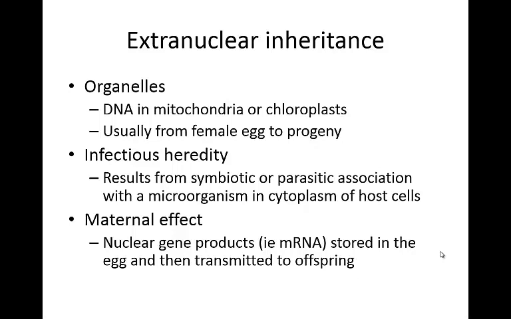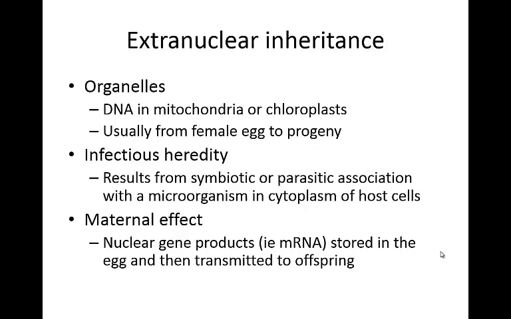Chapter 9 covers extranuclear inheritance, and what we're going to talk about here is any inheritance that does not involve the nuclear DNA. So you can get this usually through three different ways. The first is through organelles, and we'll talk about these, but there's DNA in mitochondria and chloroplasts. This is usually inherited from the female egg down to the progeny.